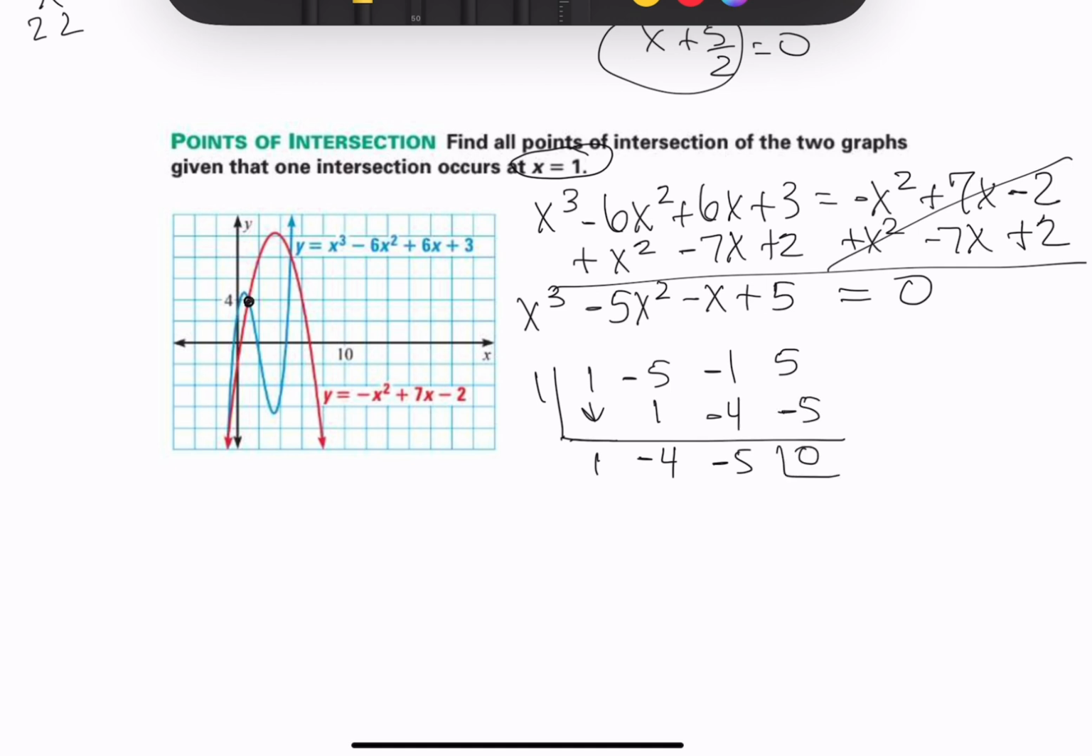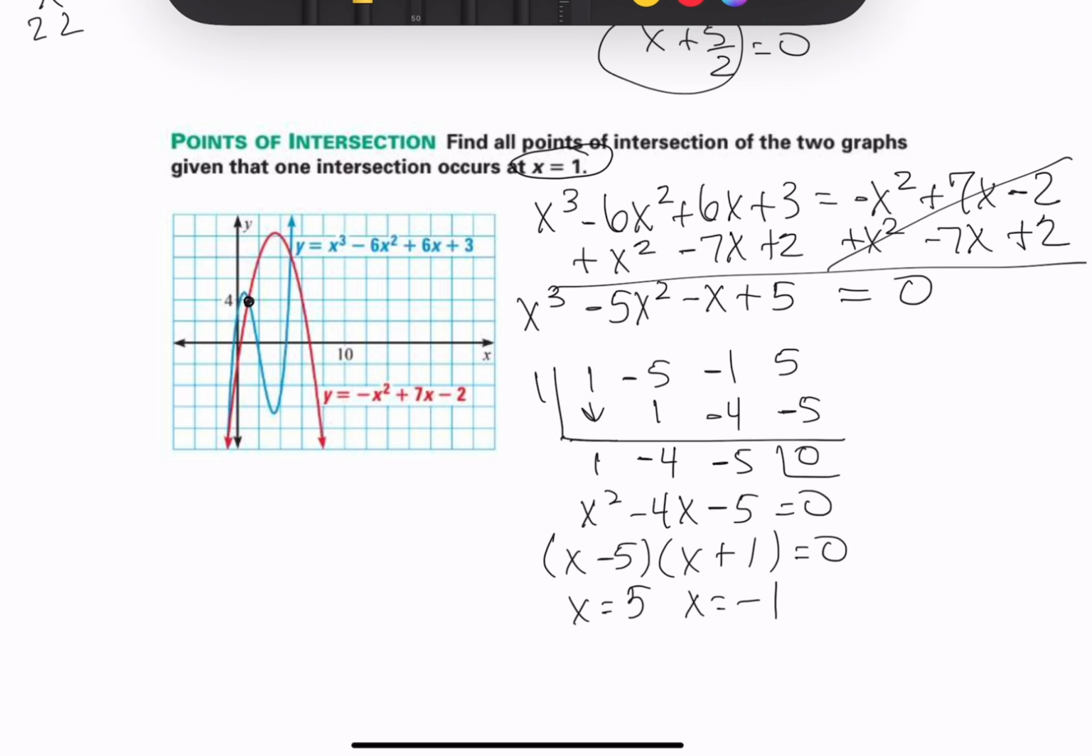I do. Now that leaves me with a polynomial where I have a constant, a linear, and a quadratic. So I've got x squared minus 4x minus 5 equals 0. I can factor this. Let's see here. So I'm going to have, I think, a minus 5 and a plus 1. So that leaves me with x values of x equals 5 and x equals negative 1.